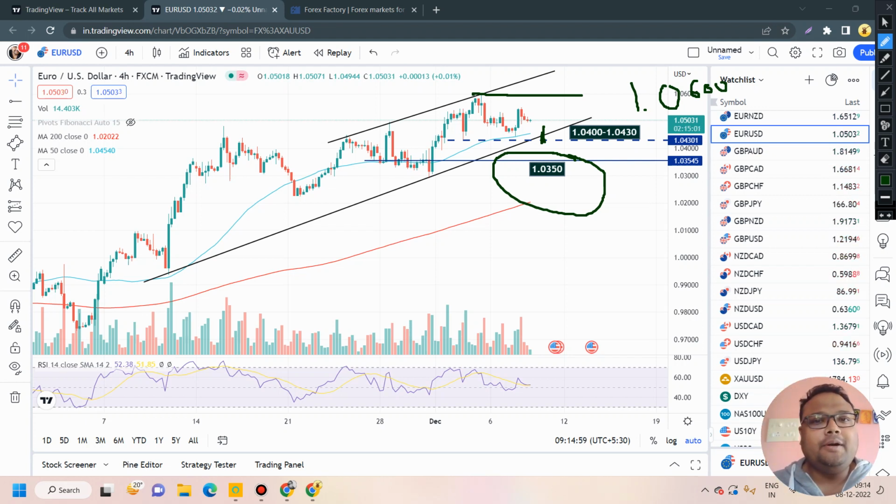Anyways, hopefully you got my point. This is my analysis. I can be wrong as well, so please follow proper risk management. No trader is 100% accurate, so do not gamble with your hard-earned money.